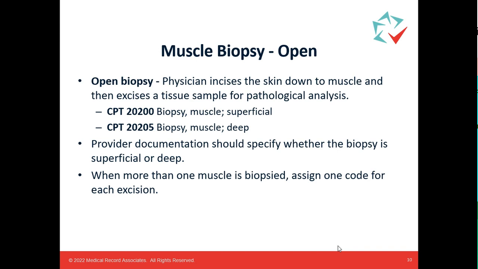When your provider excises more than one muscle as biopsy, then you're going to assign one code for each excision. So if he does a muscle biopsy in the deltoid and then does another one in the quadriceps, you'll want to make sure that you're capturing both of those biopsies with separate codes.